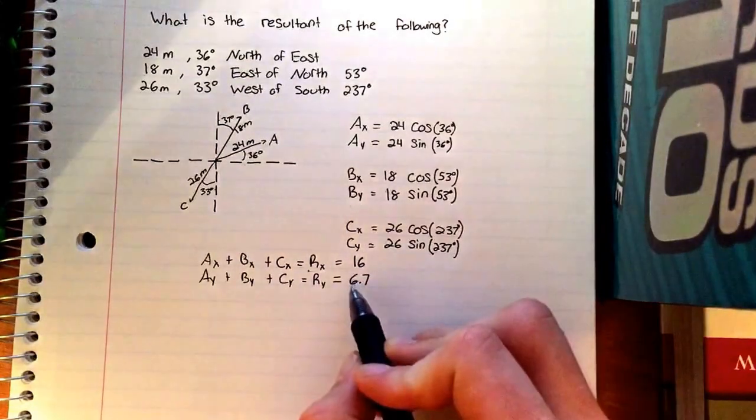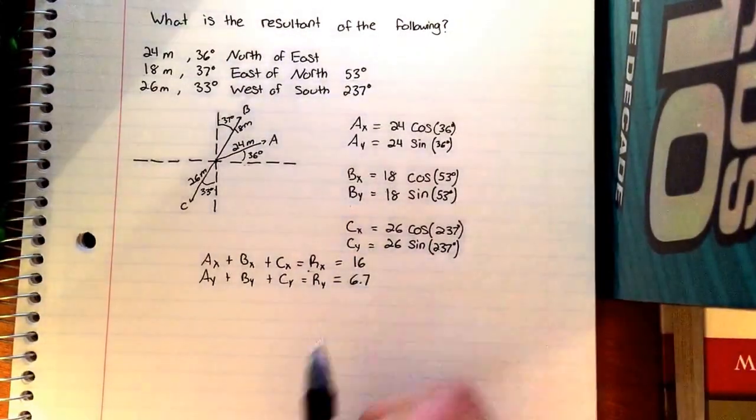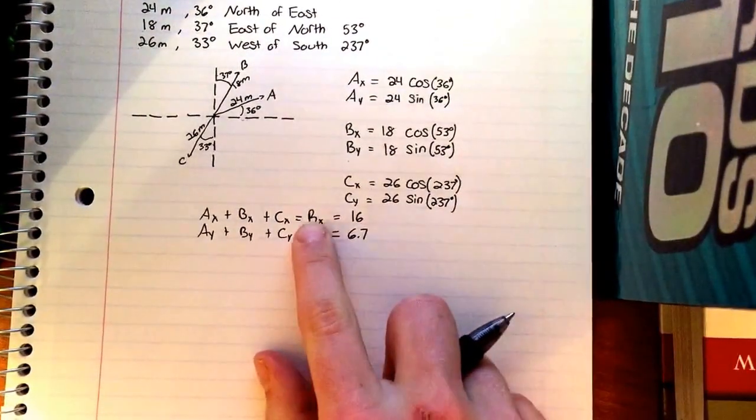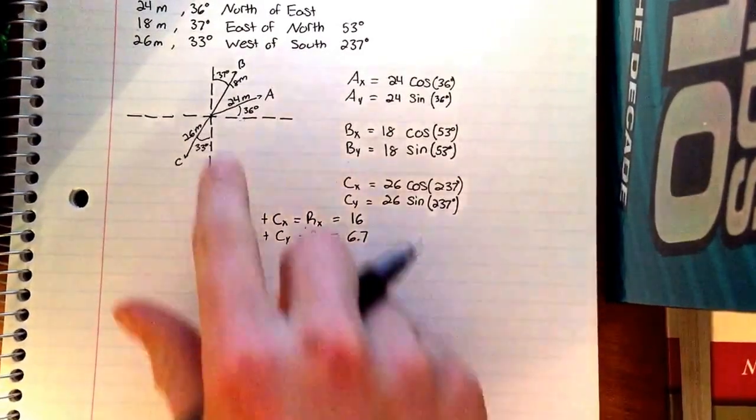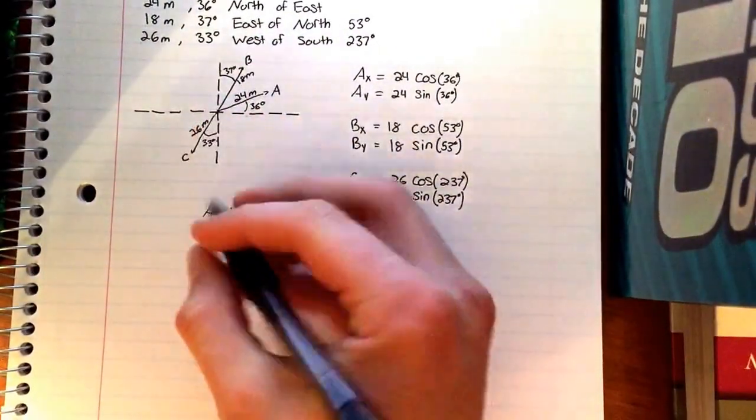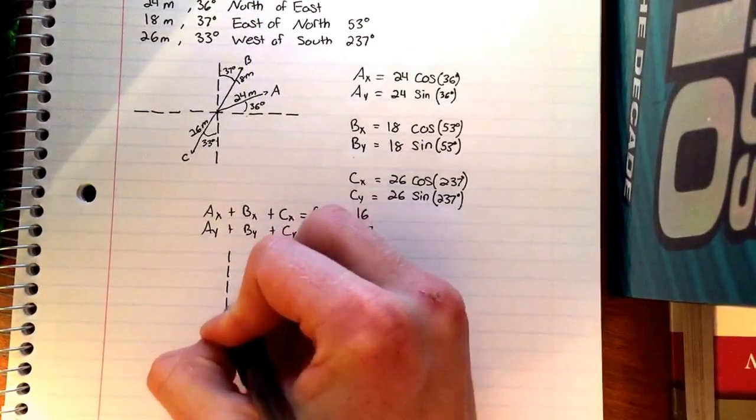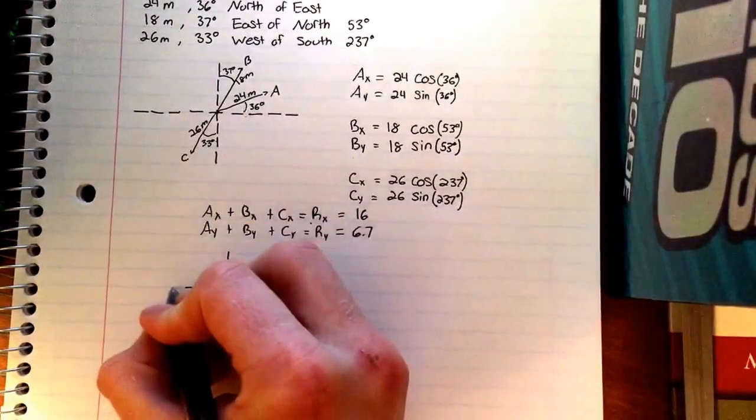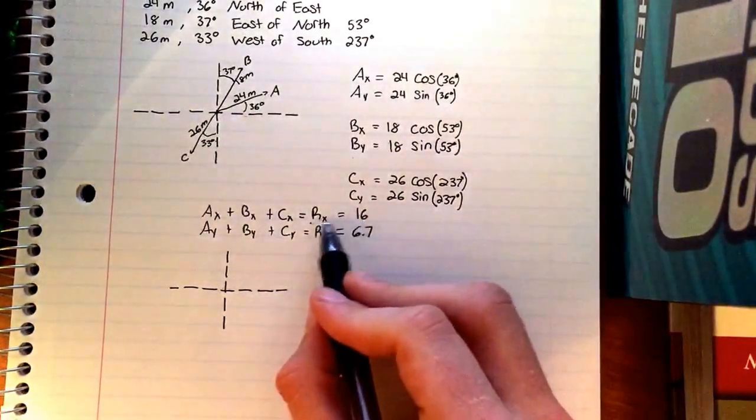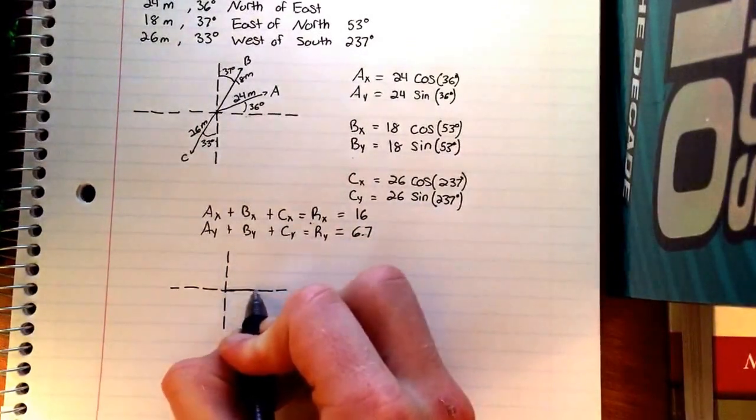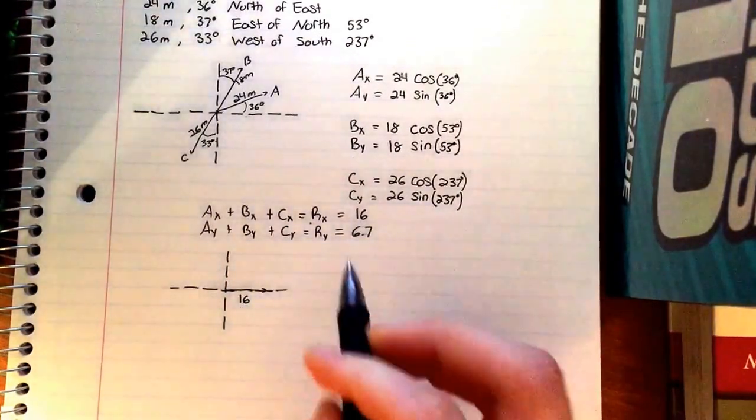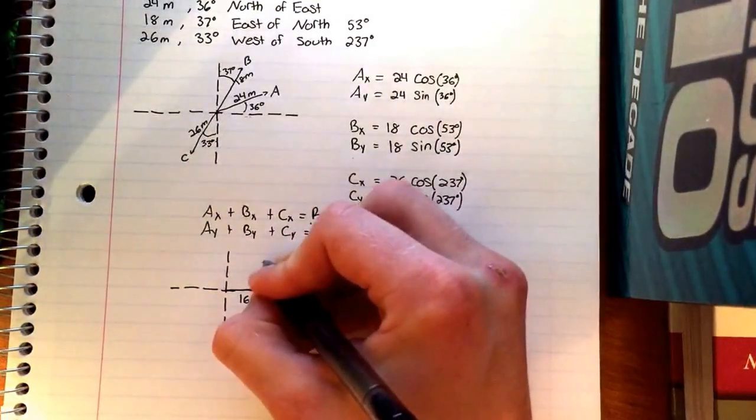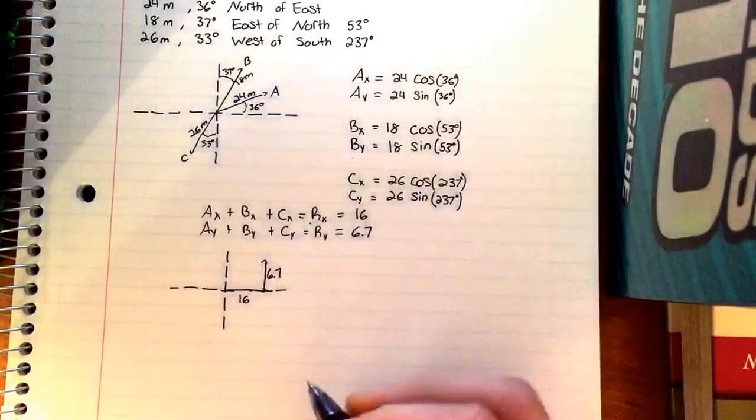All right, now you're probably thinking, what do we do with this? What it means is that's the new horizontal and the new vertical of what this is completely combined. So redraw your axes, x's, whatever the plural is. This is physics, not English. And we're going 16 in the x direction, and 6.7 in the y direction.